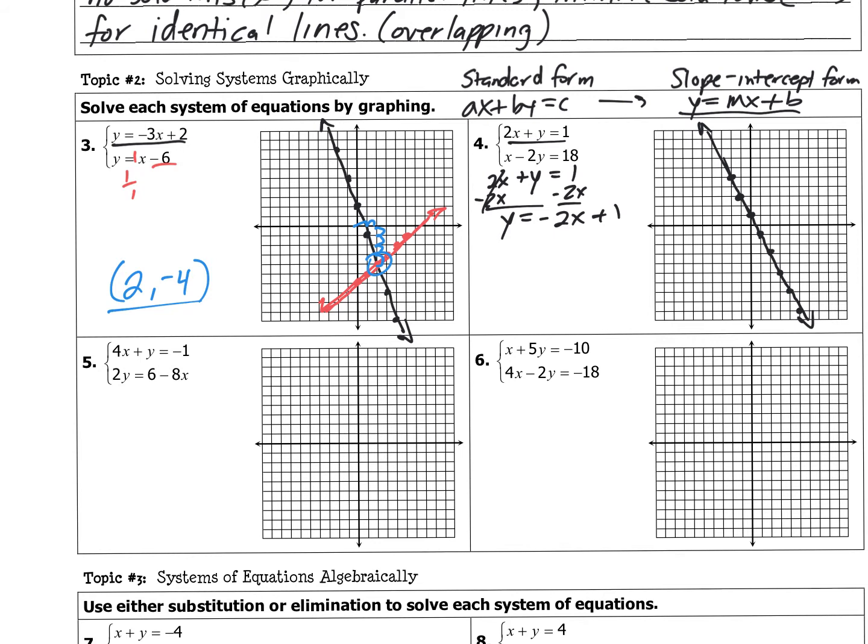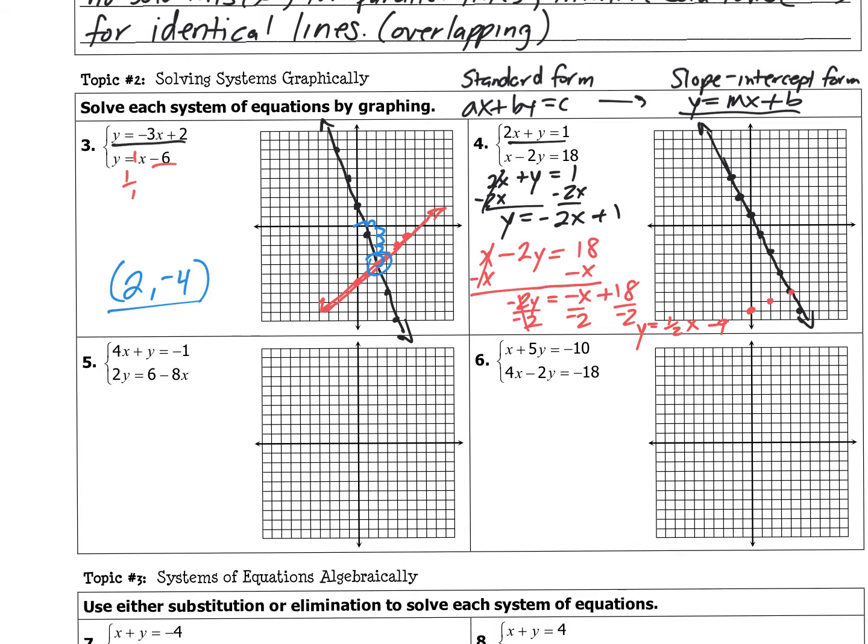We're going to convert it to slope-intercept form. So x minus 2y equals 18. We're going to subtract x and get -2y equals -x plus 18. Divide by -2. So y equals, I'll write it down here, 1/2 x minus 9. So I start at -9, and the slope is up 1 over 2.